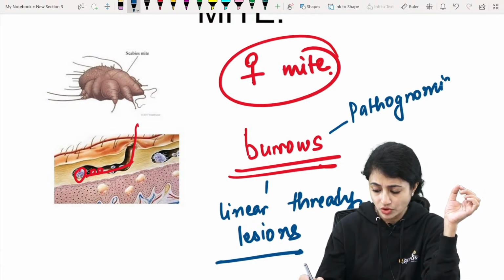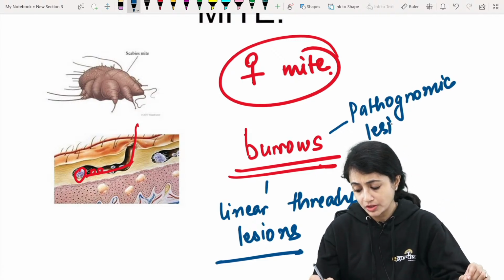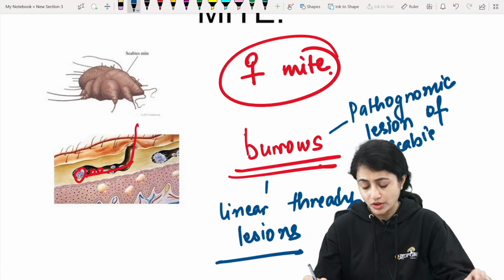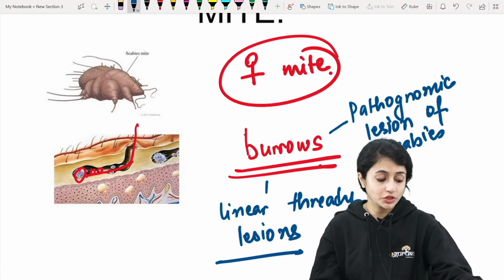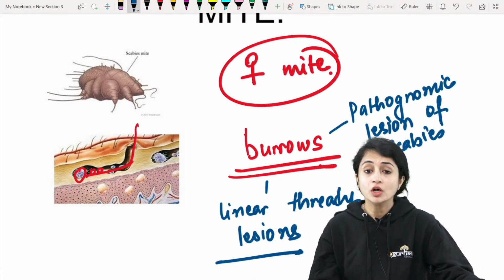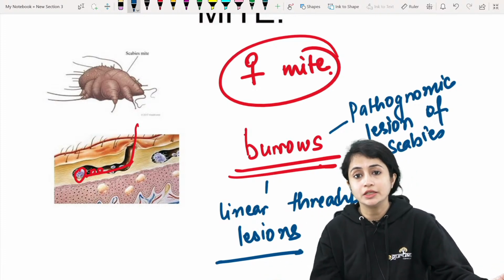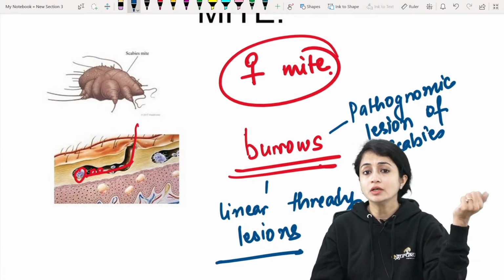Sometimes they ask you this also. So this is a pathognomonic lesion of scabies. They ask you what is the pathognomonic lesion of scabies, or they can ask you what is the classical lesion of scabies. So this is a burrow.